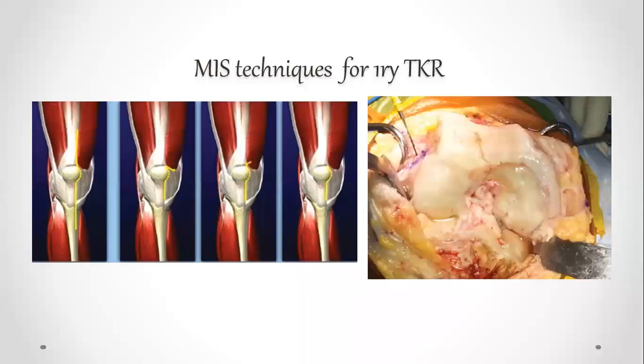The second thing is the new modification of the physical therapy, the rehabilitation system after primary total knee using the medial parapatellar approach. They have the same result, Knee Society score and early rehabilitation as a function, in comparison with other MIS techniques. So that's why many surgeons have reduced the use of the MIS technique.